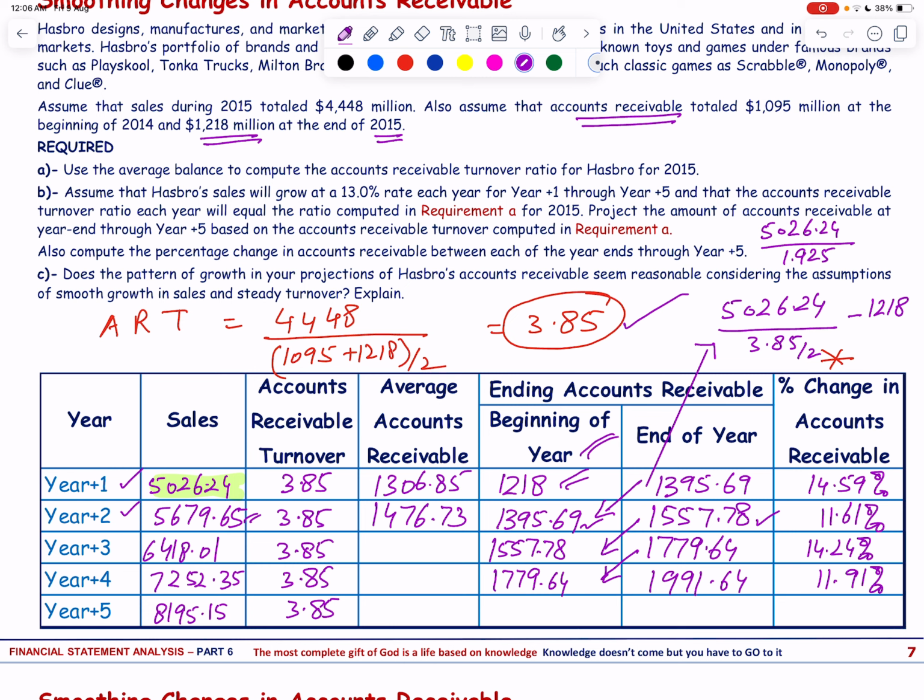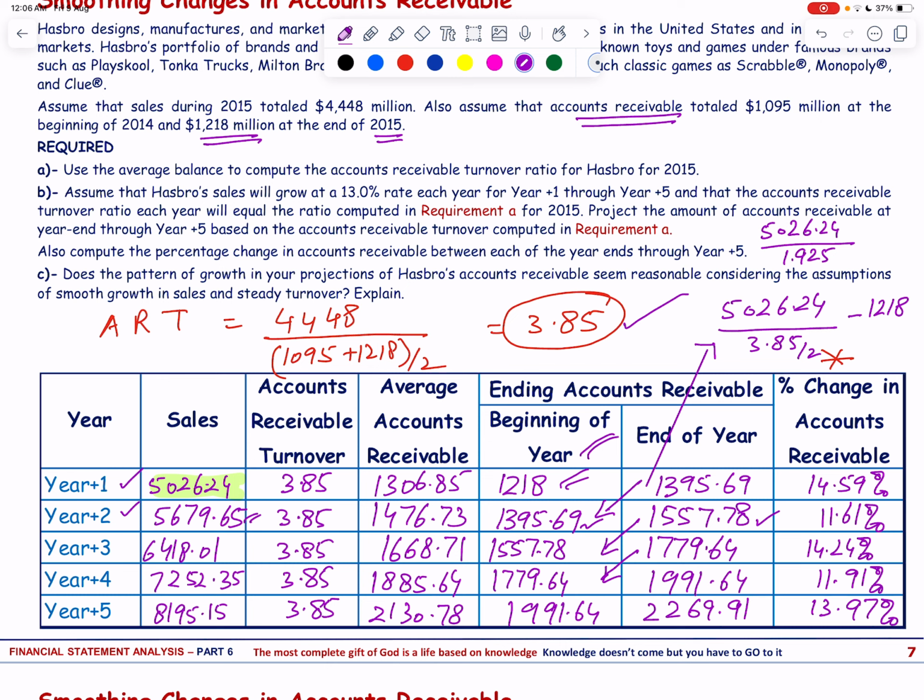And 1991.64 to 2269.91, and the percentage change will be 13.97%. For the average, again beginning plus ending divided by 2, this will be 1668.71, 1885.64, then 2130.78.